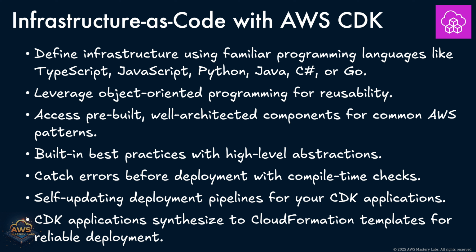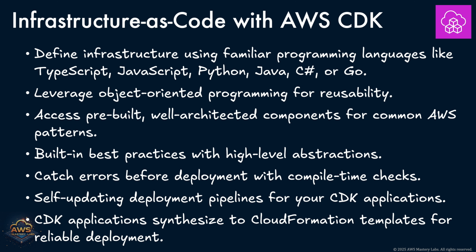To make things even easier, CDK provides a rich constructs library that includes pre-built components for common AWS patterns. Whether you're spinning up an API gateway with Lambda integration or building a VPC with public and private subnets, you can use well-architected blueprints to get started quickly and follow AWS best practices.